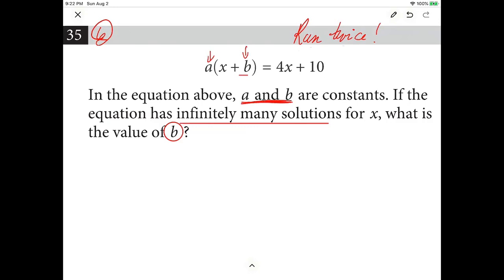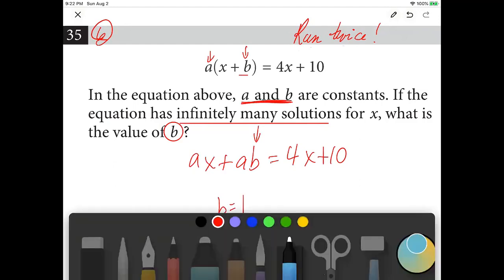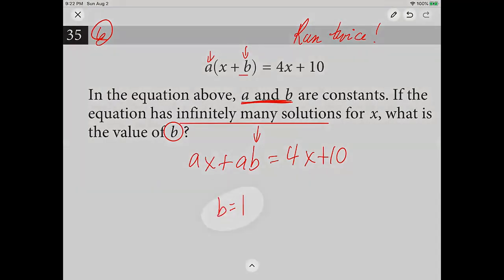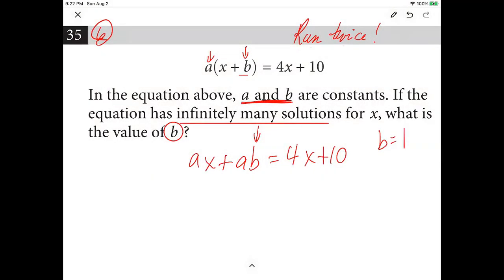So here's what I'm going to do. I'm just going to simplify this. Ax plus AB equals 4x plus 10. Now, what I'm going to do is the same thing I did in the last question. I'm going to plug in for B. I'm going to say B is 1, and then I'm going to solve for A. So let me do this real quick. I'm going to take the B, move it over here. And so here's what we're going to have. It's going to be Ax plus A times 1. We can do 1A equals 4x plus 10. So this is what we're going to enter.